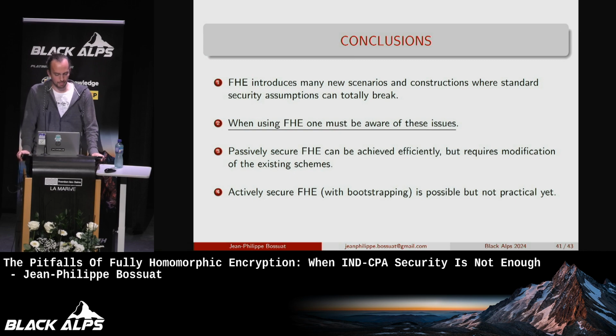So as a conclusion, we've seen that FHE introduces many new scenarios and constructions where the standard security assumptions totally break in practice. So when using FHE, we must be aware of these issues. We've seen that passively secure FHE is achievable efficiently, but it requires modifications to existing schemes. And actively secure FHE with bootstrapping is possible in theory, but it's not practical yet. Voilà. Thank you.